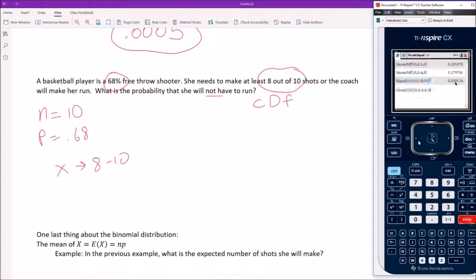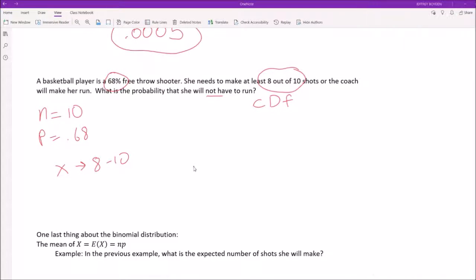So here I go. I'm going to go in here and change these numbers. And you can go through the menu if you want, but I like doing it this way, so that's what I'm doing. So 0.4 changes to 0.68. 0 changes to 8 because we want to know what's the probability of her making between 8 and 10 of these shots. And, uh-oh, it's not very good. She's probably running. So 0.331 is her probability, so about a 1 in 3 chance. Okay, and that's how we figure it out.